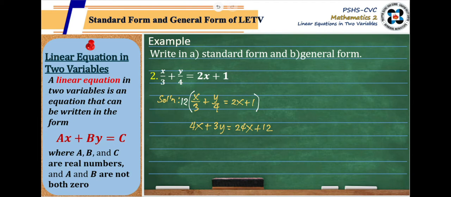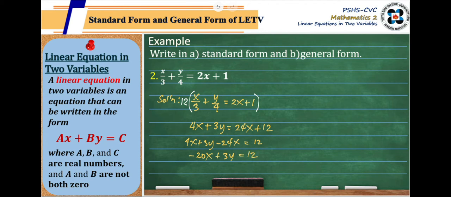So for this one, we can transpose 24x to the left side. So we have 4x plus 3y minus 24x is equal to positive 12. And then we can combine similar terms like 4x and negative 24x. And then the result is negative 20x plus 3y equals 12.